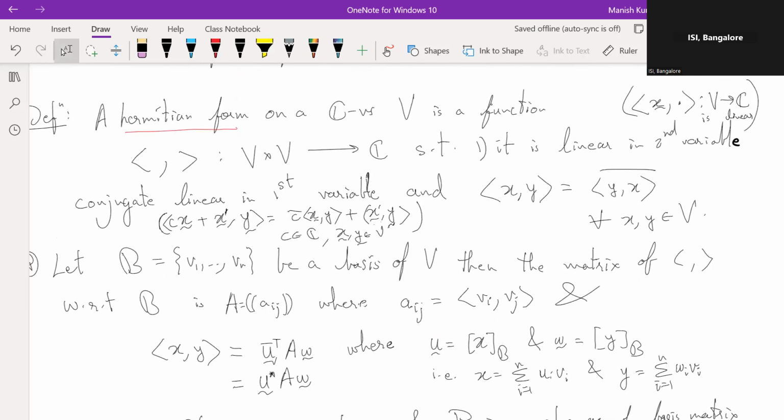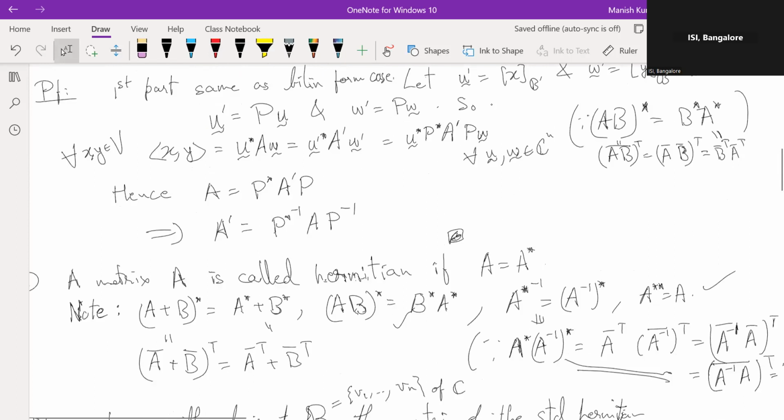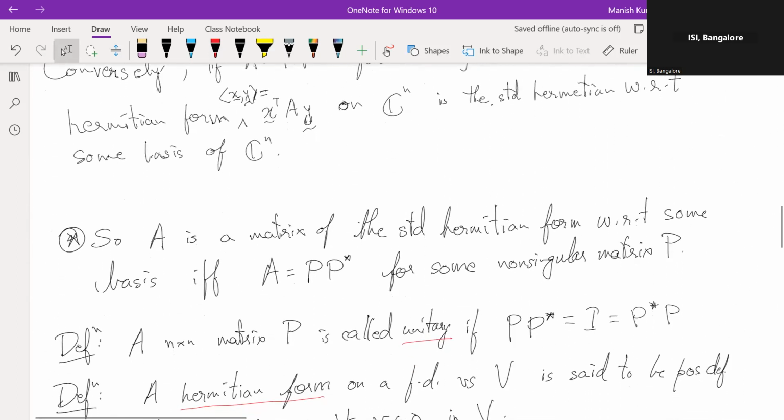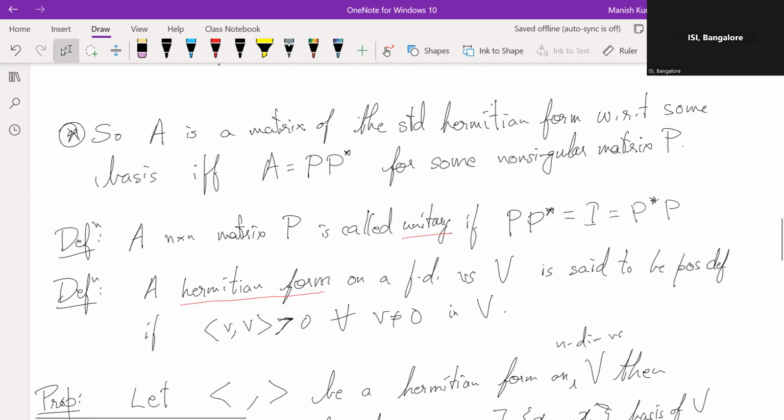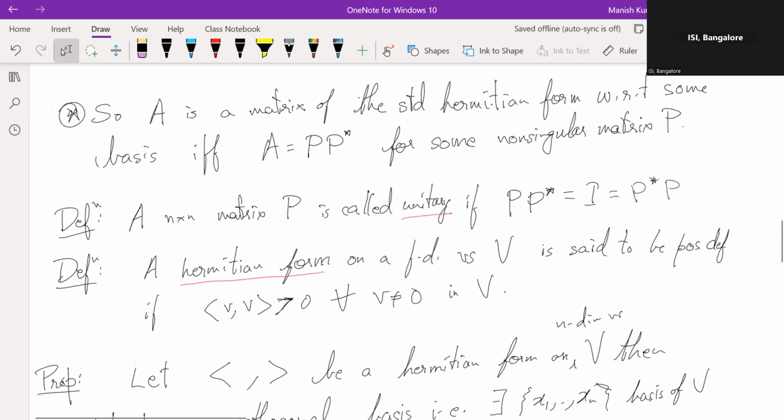If you think about it, if you take x comma x and interchange it, it becomes the conjugate. So x comma x is the same as the conjugate of x comma x. That tells you that x comma x is a real number, no matter which Hermitian form you take. A Hermitian form is said to be positive definite if this real number is positive for all non-zero vectors v.